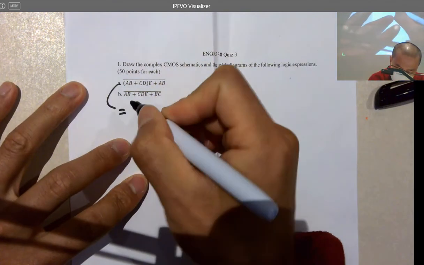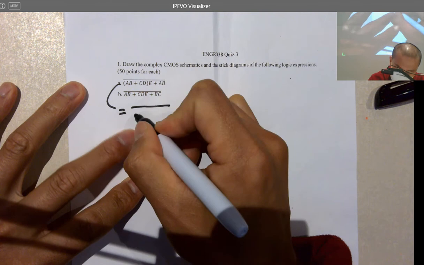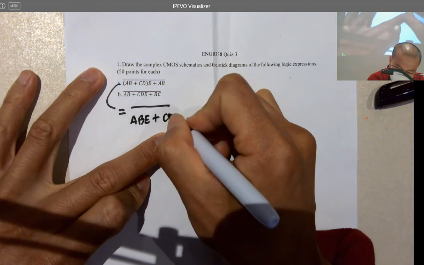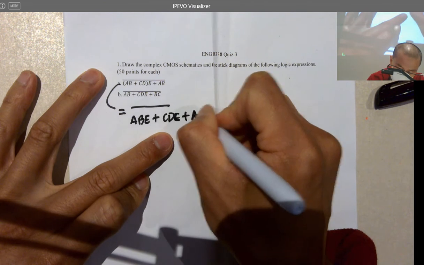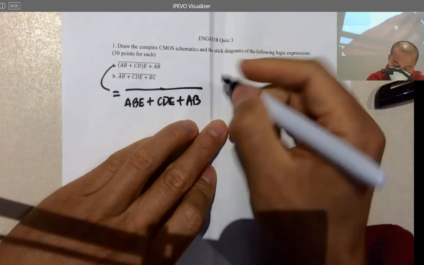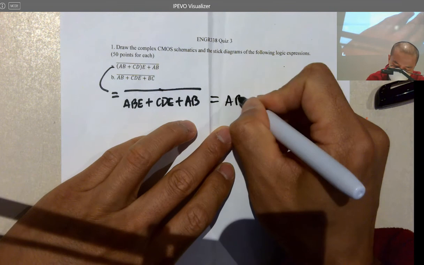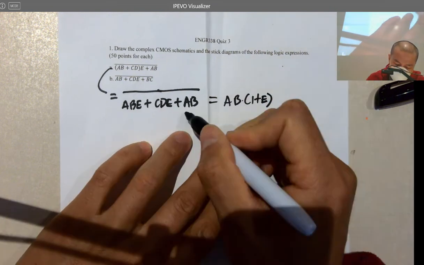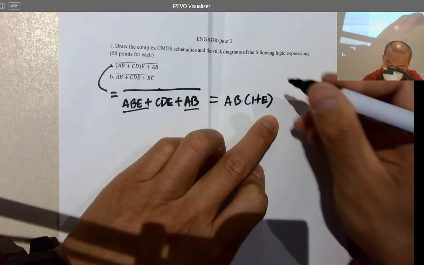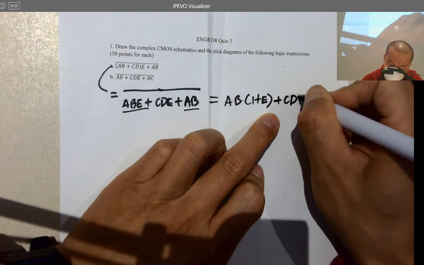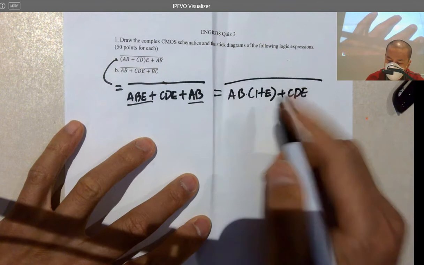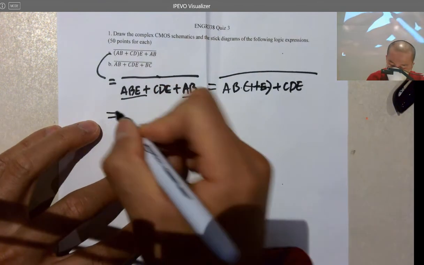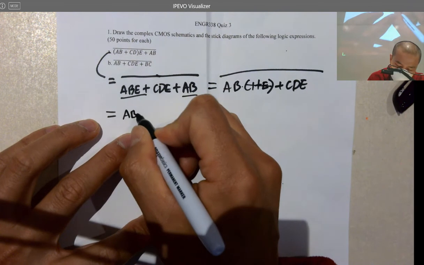This one is ABE or CDE or AB, and which is AB 1 or E, because you can combine these two, or CDE. So this becomes 1. It ends up with AB or CDE.